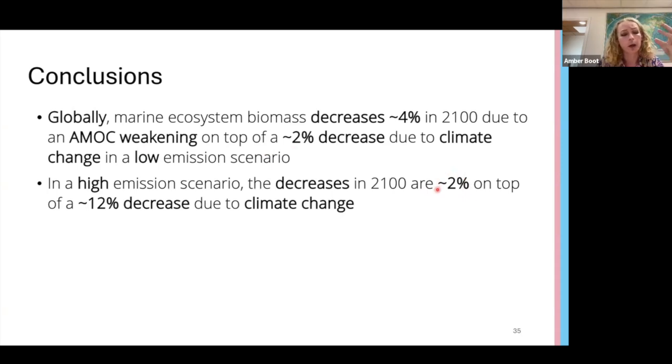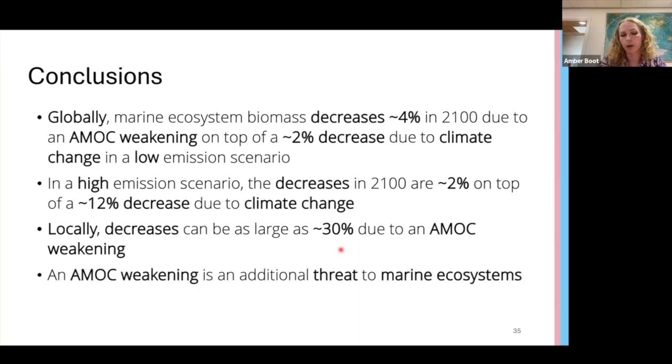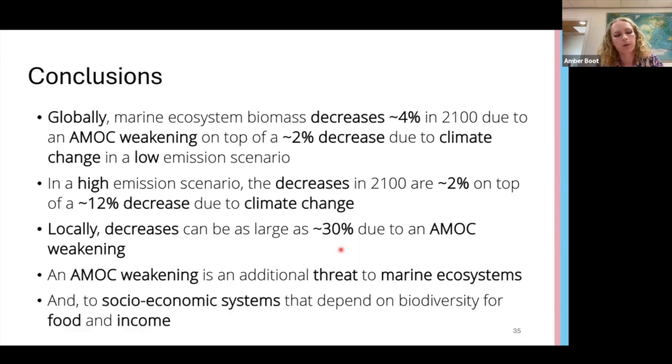If you look at total consumer biomass on a local level, we see that decreases can be as large as 30% due to the AMOC weakening. And if you go for specific groups in the model, this can be even larger. So I would argue that an AMOC weakening is an additional threat to marine ecosystems, and therefore also to socioeconomic systems that depend on biodiversity for food and income. And that is basically what we try to write down in our publication.